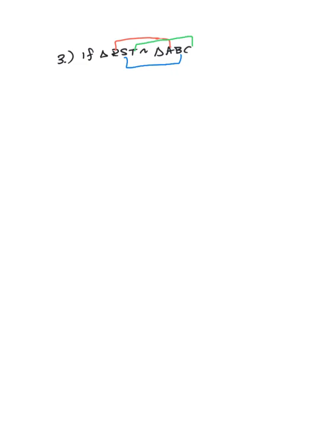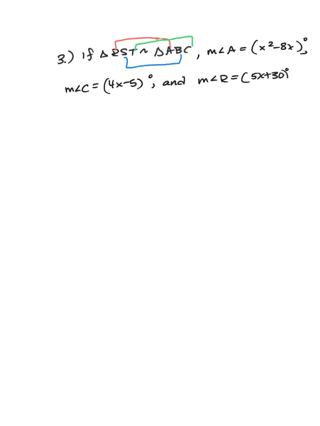Okay, so continuing along, they tell us that the measure of angle A is expressed as x squared minus 8x degrees. The measure of angle C is expressed as 4x minus 5 degrees. And the measure of angle R is expressed as 5x plus 30 degrees. And they tell us to find the measure of angle C. So pay attention to what the question is. We're going to have to go back to this when we're done.